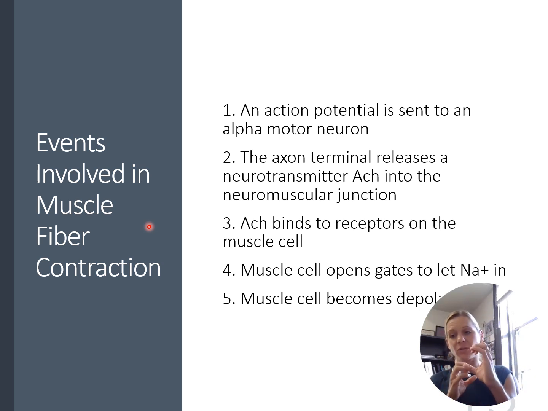And again, that neuromuscular junction is just the interaction between neuron and muscle. It's also important to note that there's a little gap there, a little space between the neuron and the muscle cell. Okay, so acetylcholine is going to bind to receptors on the muscle cell. The muscle cell opens gates to allow sodium to come into the muscle cell.